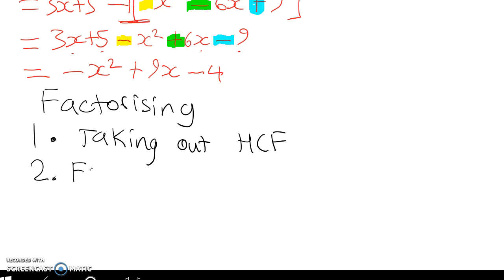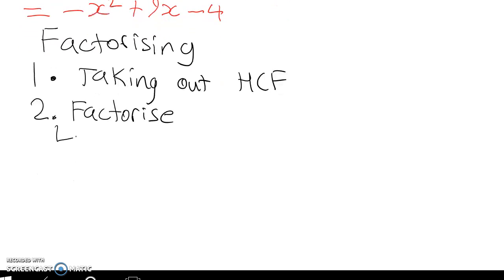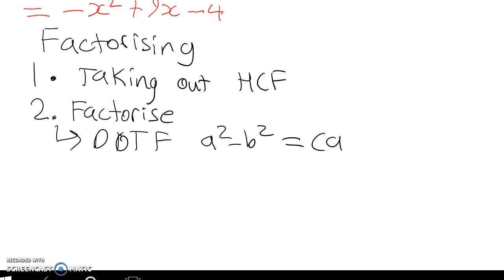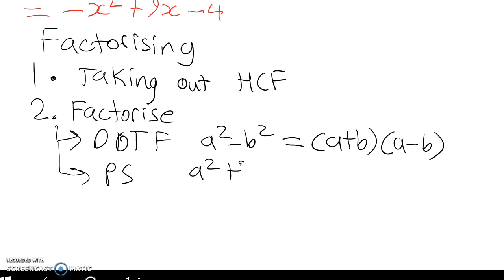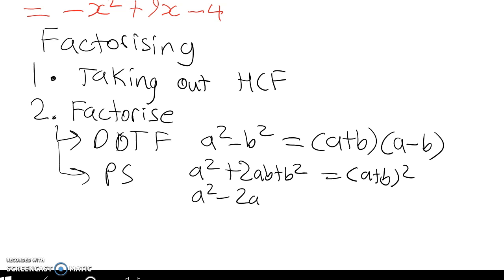Second, we want to factorize using our difference of two squares, DOTS, difference of two squares. So that's going to look like this. We factorize down, just the exact opposite as before, or perfect squares, where we have this pattern, or we have a negative in front of the second term.